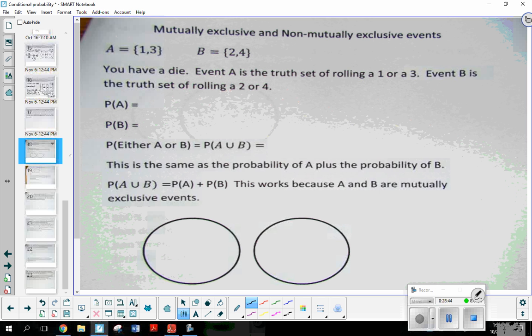Let's say we have two truth sets. Remember, when they say truth set, they're just talking about the actual elements that belong to a particular set. So let's say A has 1 and 3, B has 2 and 4. So you have a die. Event A is the truth set of rolling a 1 or a 3. Event B is the truth set for rolling a 2 or a 4. So what's the probability of A?